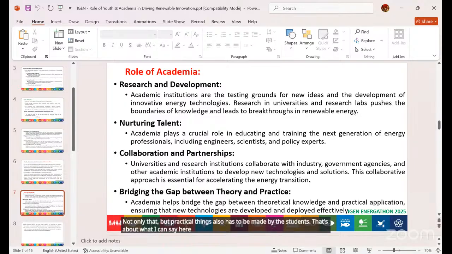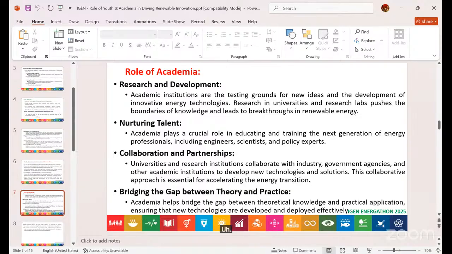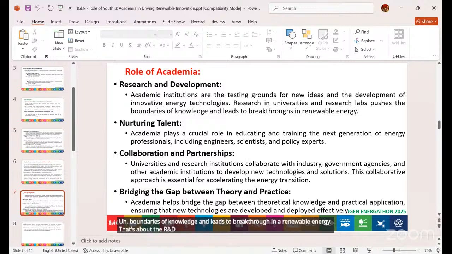Research and development: academic institutions are the testing grounds for new ideas and the development of innovative energy technologies. Research in universities and research labs pushes the boundaries of knowledge and leads to breakthroughs in renewable energy. That's how R&D can be done. And about nurturing talent, academia plays a crucial role in educating and training the next generation of energy professionals, including engineers, scientists, and policy experts.